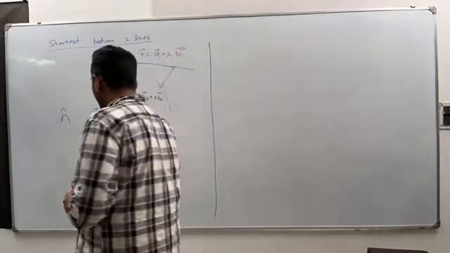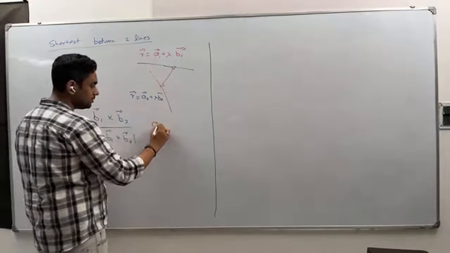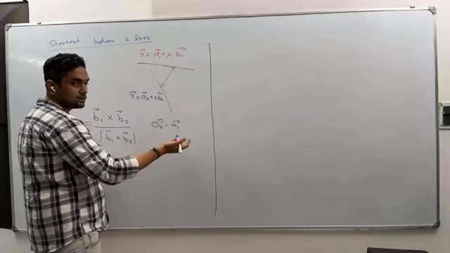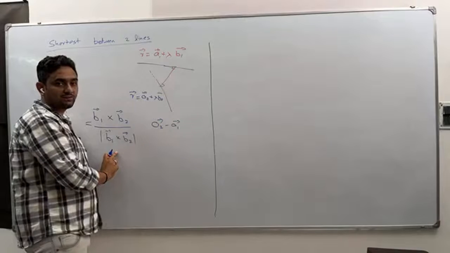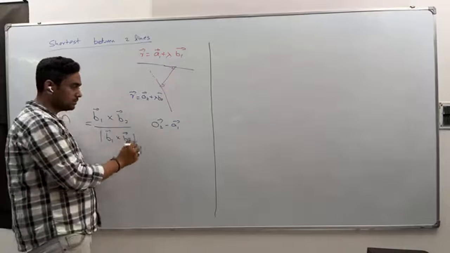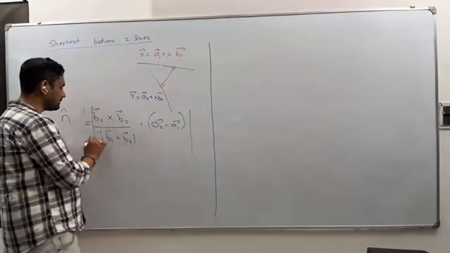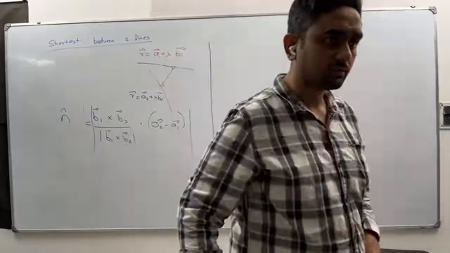So any two points. What are the easiest points to take? A2 and A1. So I'll take A2 minus A1. I could have taken it the other way around also, it doesn't matter. Its projection on this unit normal vector will give me the shortest distance. So I'll take the dot product, and I'll put a mod because distance cannot be negative. So this is the formula for shortest distance.